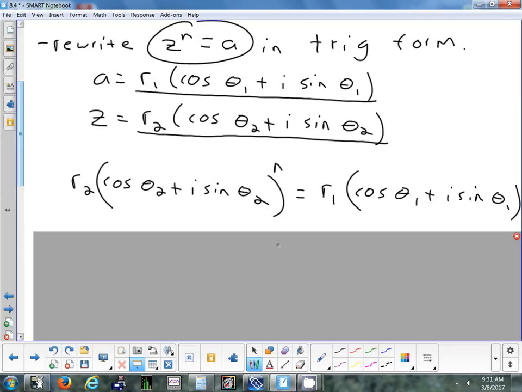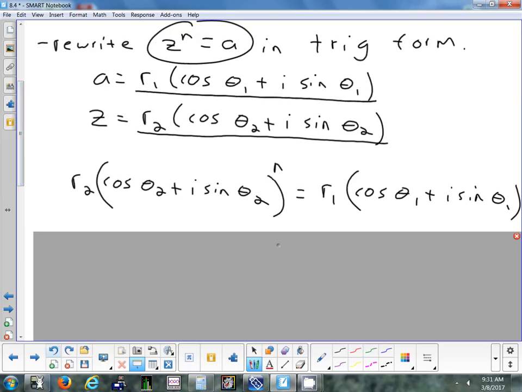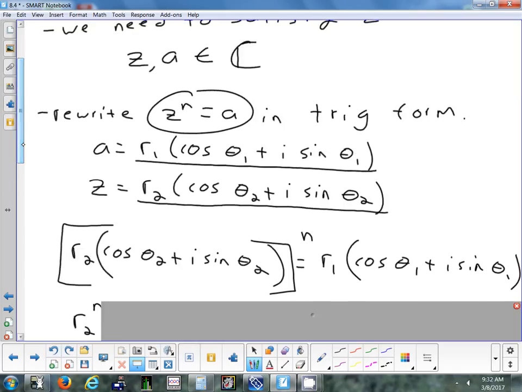Now, the next step, on this side, focus on what I just put a box around. I can do out what I just had a box around with de Moivre's theorem. How would I raise all of this to the nth power? What would I have to do with the radius first? You'd raise the radius to the nth power. Yep.